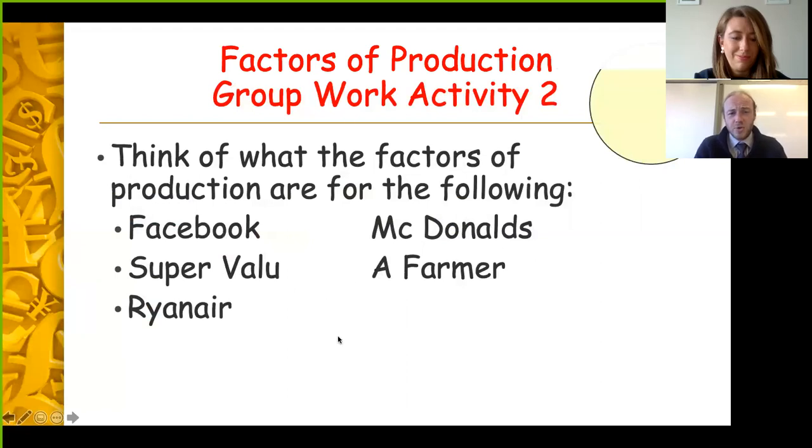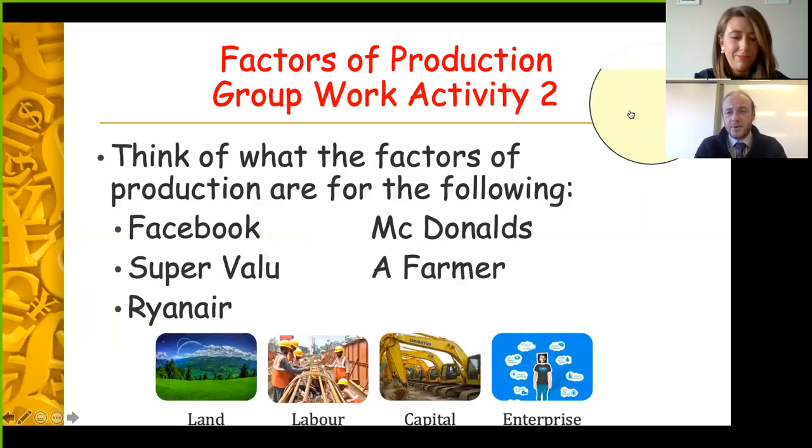Then I move on to my next activity, which is factors of production, where I get them to make sure they apply it. I've just listed five random businesses there. Sometimes I might get them to come up with their own organizations. But I usually give them about 2 minutes to list out all the factors of production they can for each of those different organizations. Each group gets a different one. And then they present them back to the class as a whole.